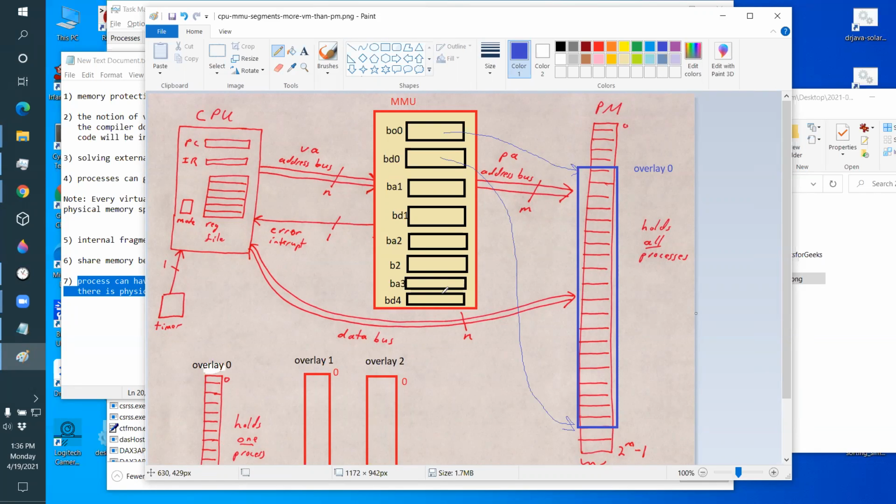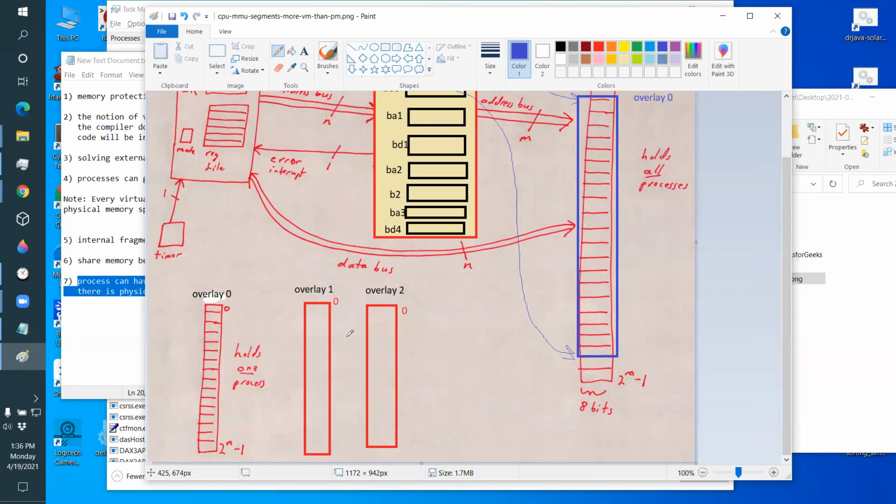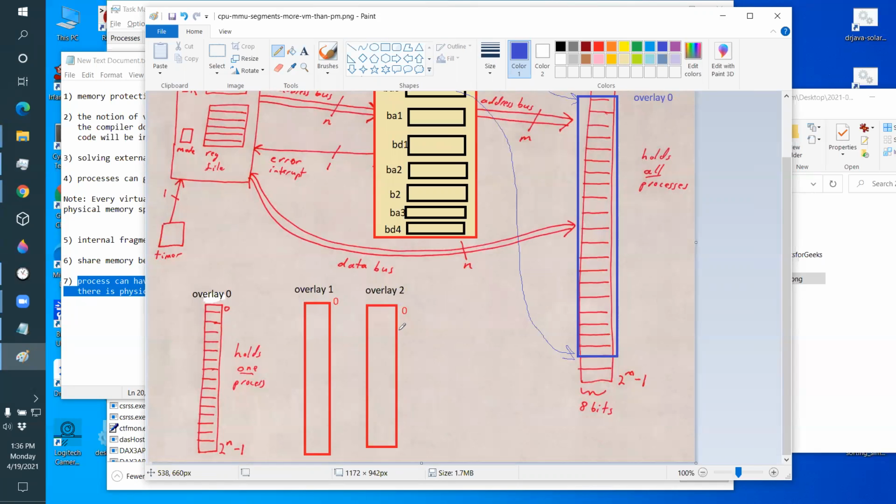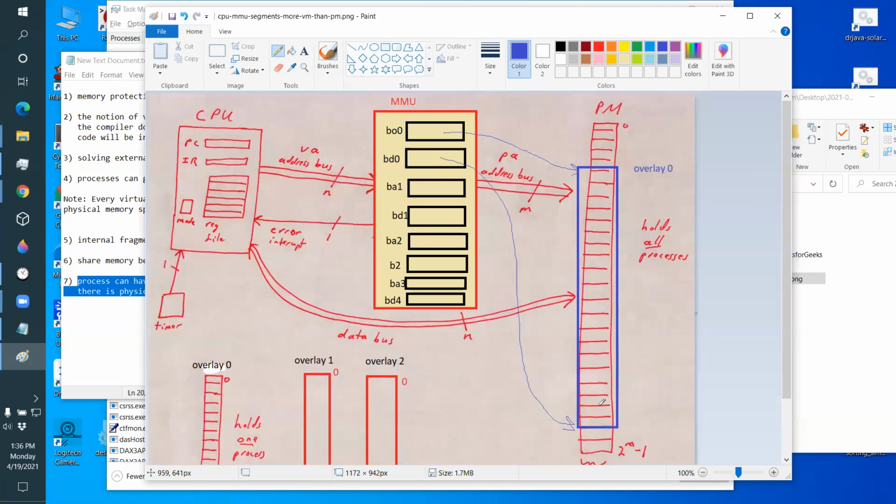The key is that these three overlays together are way more than physical memory. In the extreme case, imagine each one of these is a piece of my program, and each one of them almost fills physical memory. So overlay 0 is almost as big as physical memory, overlay 1 is just as big, and overlay 2 is just as big. But the three of them together make up my whole program.